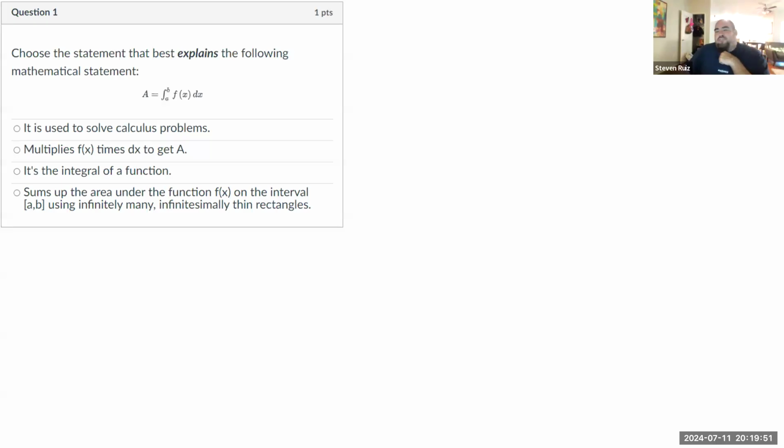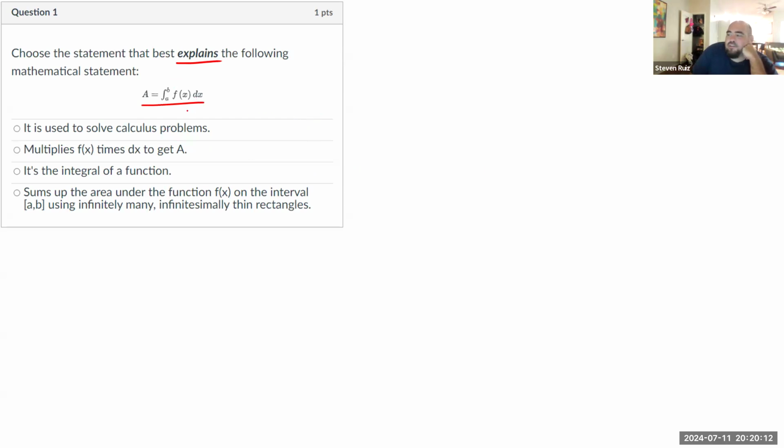All right, this is the first of two checkpoints for Module 13. Let's look at the first question here. So choose the statement that best explains the following statement. So bold and italic for explain. So, these first three, so what is this?